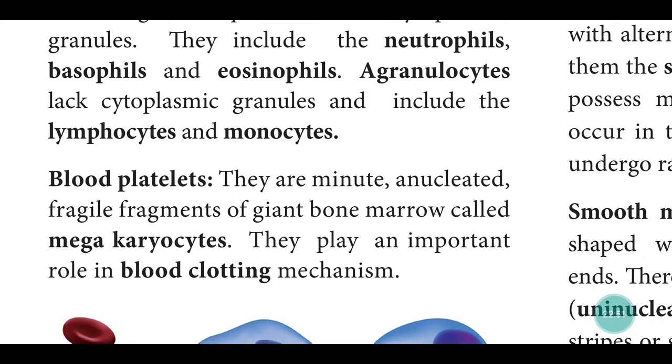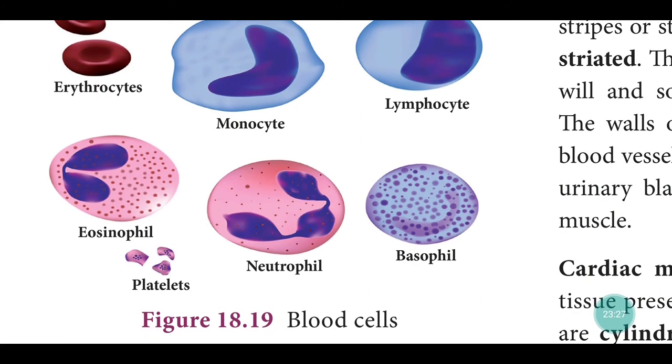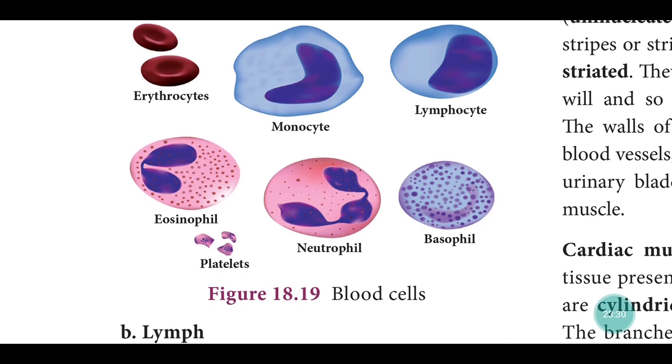Next, blood platelets. They are minute, anucleated, with no nucleus. Fragile, meaning easily broken. Fragments of giant bone marrow cells called megakaryocytes. They play an important role in the blood clotting mechanism. You see the picture: erythrocytes, that is red blood cells; monocytes, later they will become macrophages; lymphocytes, B lymphocyte, T lymphocyte, T helper cells, T killer cells, several types are there. Basophil, neutrophil, which is present in a large number in our body, eosinophil, platelet.